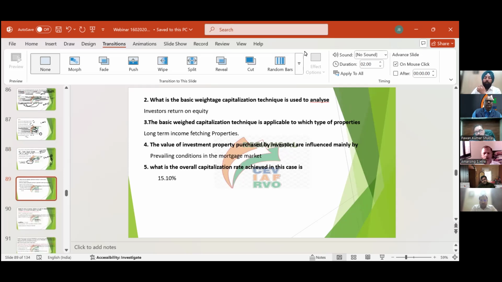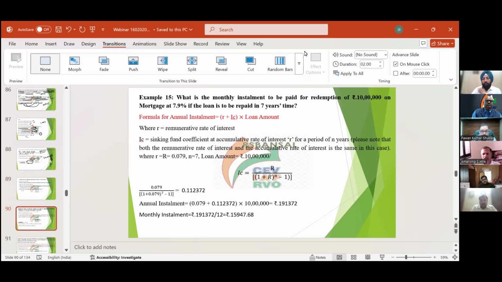So, any next questions you can do, they are simple ones. Many times you have to calculate EMI on a loan. So what is the formula for that? What is the monthly installment to be paid for redemption of rupees 10 lakhs on a mortgage of 7.9% if it is to be repaid in 7 years' time?